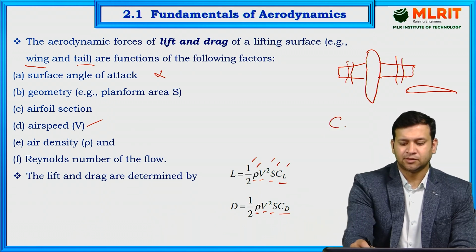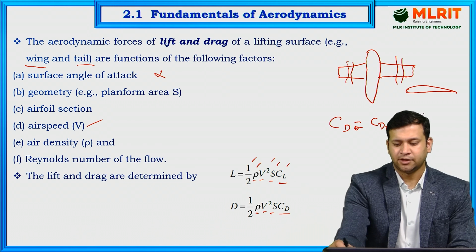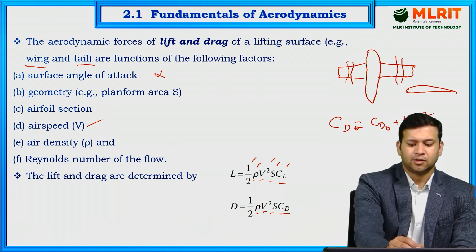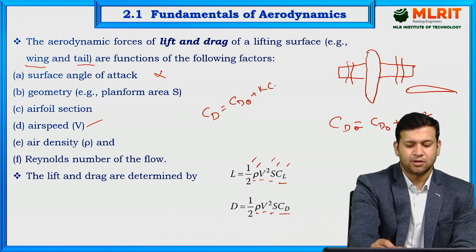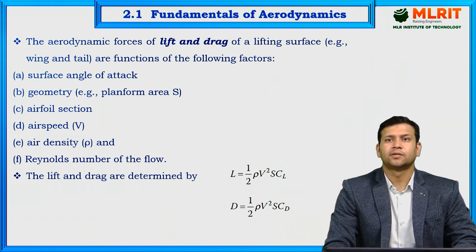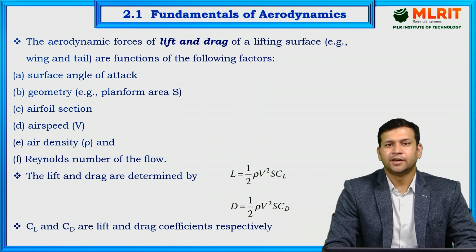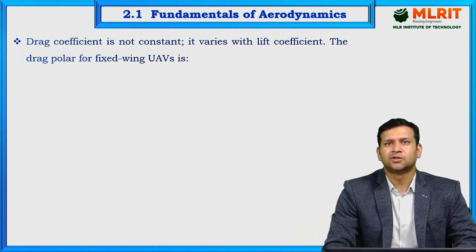We have the equation, the drag polar: CD equals CD naught plus K CL square. This CD is dependent on your CL. CL and CD are lift and drag coefficients respectively. Drag coefficient is not constant, it varies with lift coefficient, and the drag polar for a fixed wing unmanned air vehicle is given by CD equals CD naught plus K CL square.